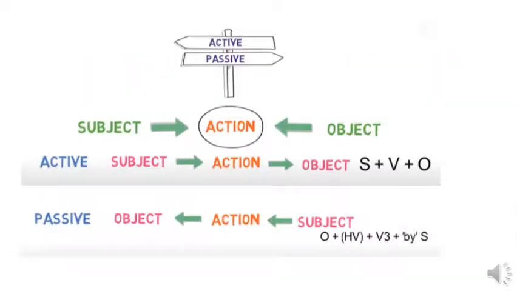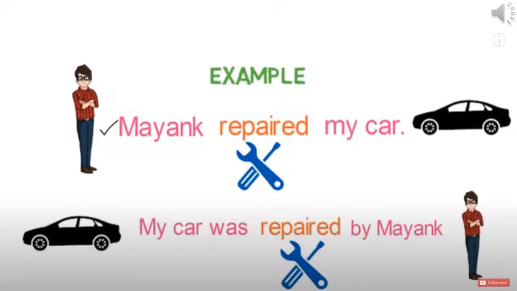Let's revise. There are two ways in which we can describe an action performed by the subject in relation with the object. First, active voice: subject performs the action and object receives the action. Sentence structure is subject plus verb plus object. Second is passive voice, where an action is performed on the object by the subject and the sentence structure here is object plus helping verb plus verb third form plus by plus subject.